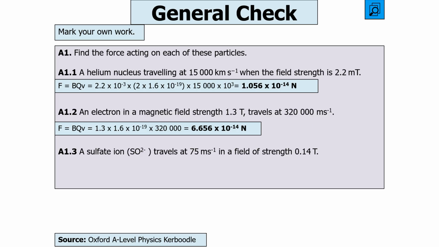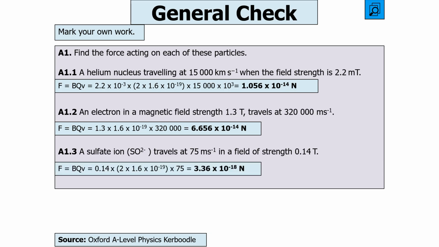In our second question, F equals BQV, so it's 1.3 times 1.6 times 10 to the minus 19, the charge of an electron, times 320,000, so it's 6.656 times 10 to the minus 14 newtons. And then finally, F equals BQV, so it's 0.14 times 2 times 1.6 times 10 to the minus 19, because there's a charge of 2, times 75, so it's 3.36 times 10 to the minus 18 newtons.